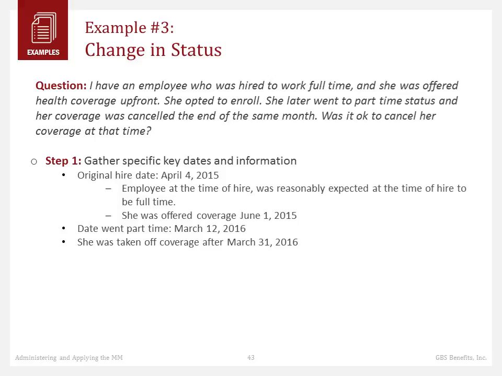So we're going to gather specific key dates and information. The original hire date was April 4th, 2015. The employee at the time of hire was reasonably expected at the time of hire to be full-time, and so she was offered coverage according to their policy effective June 1st. That is what we discovered when we went to their measurement method policy, because we needed to know when that waiting period was, but that's when it was. The date she went part-time was March 12th, 2016, and she was taking coverage off by the end of that same month.